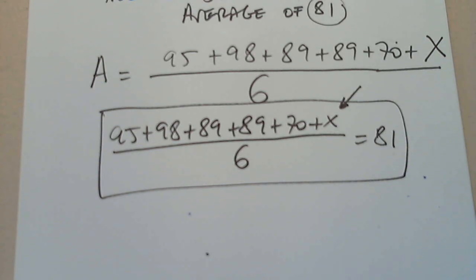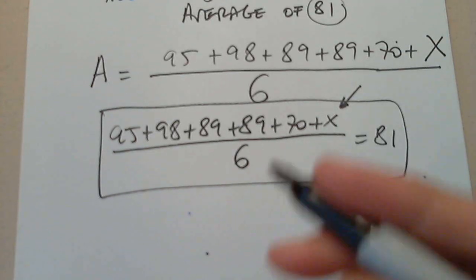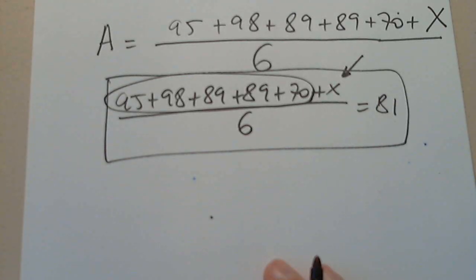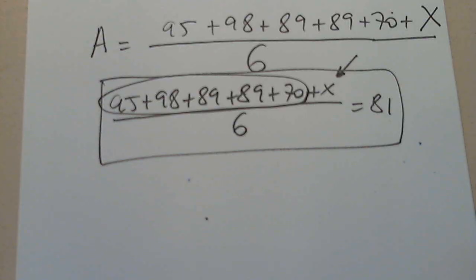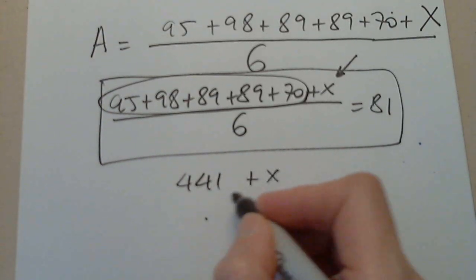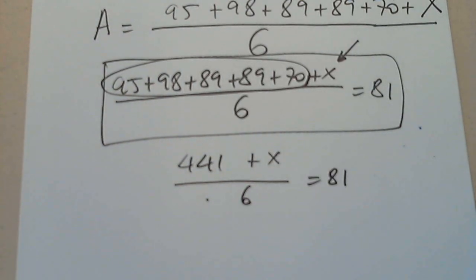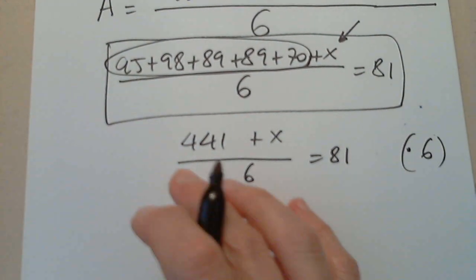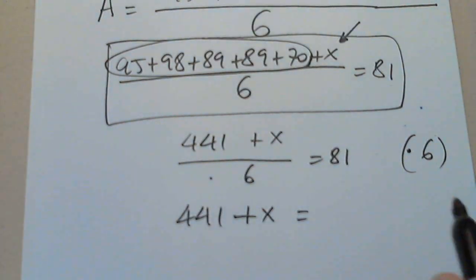What is the first step here? Add all the numbers. Yes. How much did you get after adding all these 5 numbers? 441? Plus x over 6 equals 81. Excellent. Next step. Look at the equation and say, oh, I have to do this now. Multiply the other side by 6. Both sides by 6. Absolutely. So the left hand side is 441 plus x.